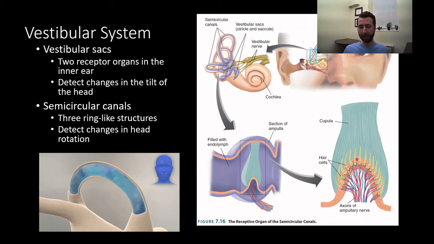So this is the sense organ in the semicircular canals that helps us detect changes in head rotation, because it's sensitive to the way that our head is moving around.